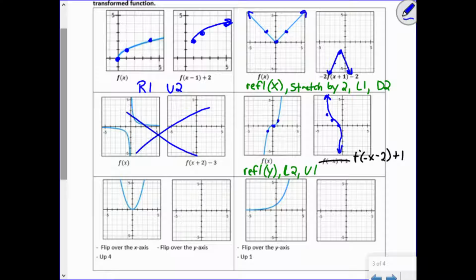So we're going to stop there. We'll continue practicing with the graphing next time, and then there's a little bit more practice on the next page of the tutorial.